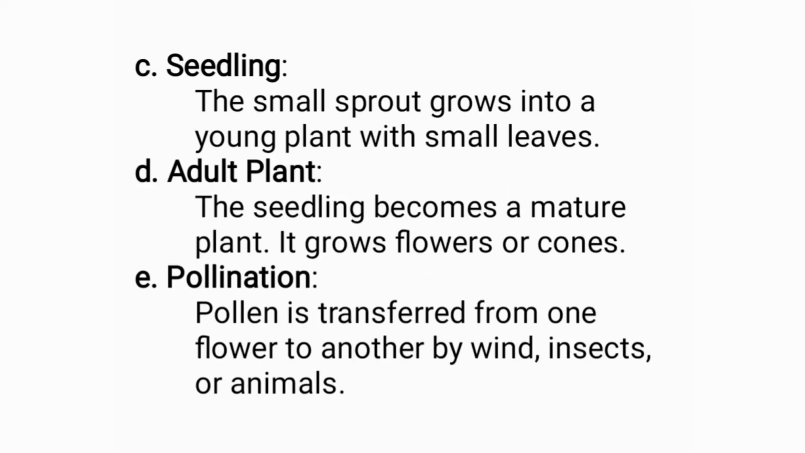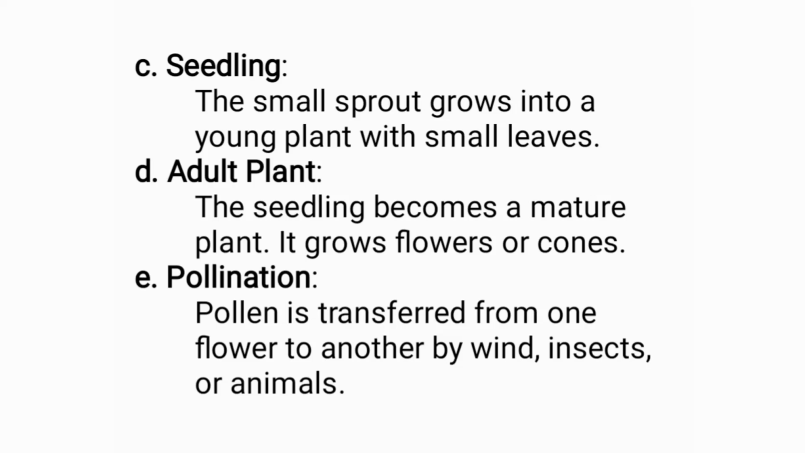C. Seedling. The small sprout grows into a young plant with small leaves. D. The adult plant. The seedling becomes a mature plant. It grows flowers or cones.